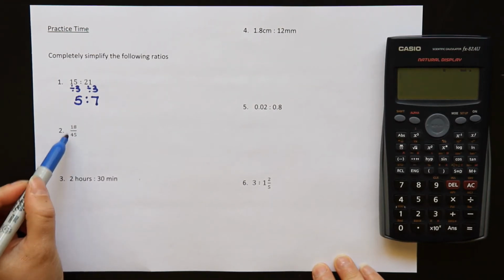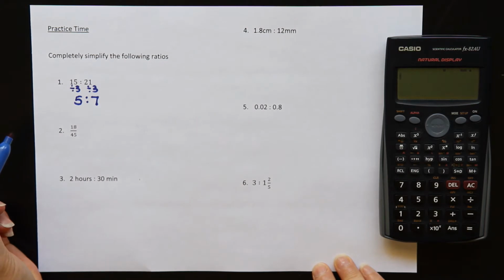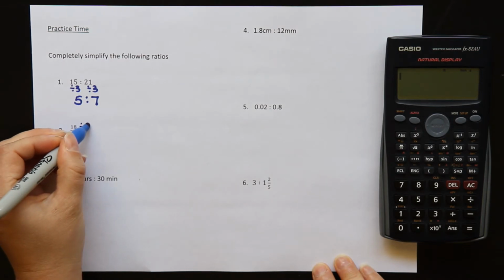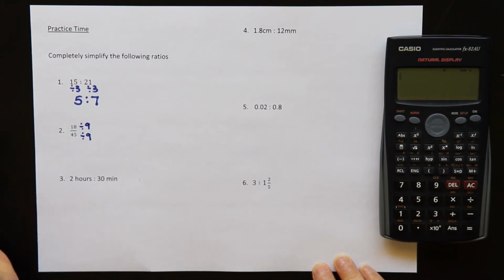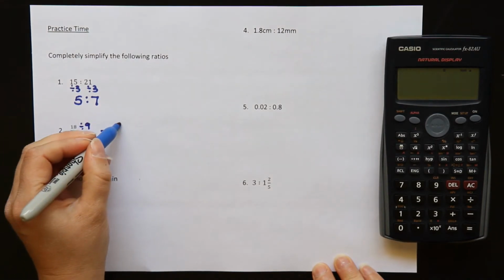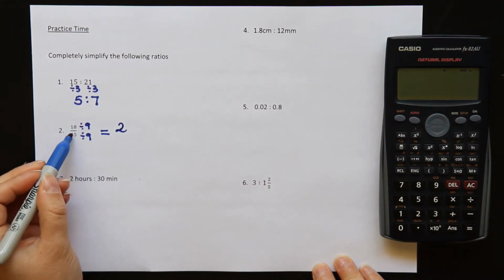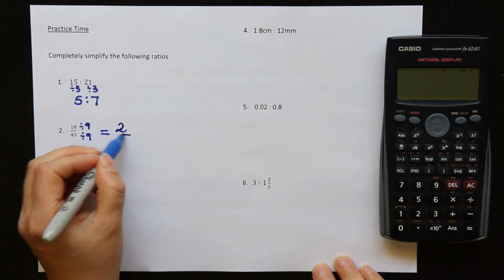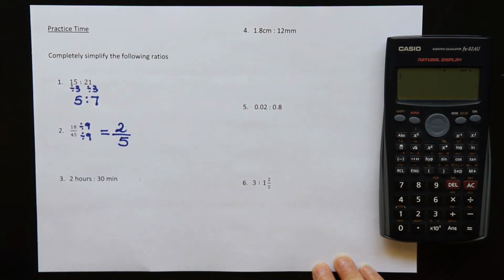Question 2, a ratio written as a fraction. I could divide by 9. Okay, let's divide the top and the bottom by 9. Divide by 9, divide by 9. That would give me 18 divided by 9 goes 2 times, and 45 divided by 9 goes 5 times. So 2 over 5.